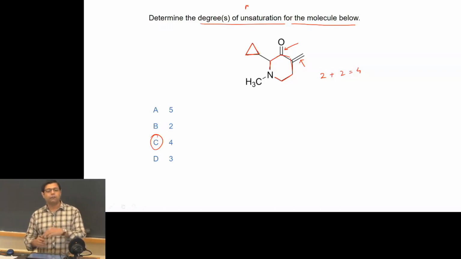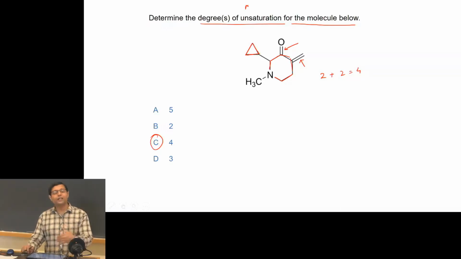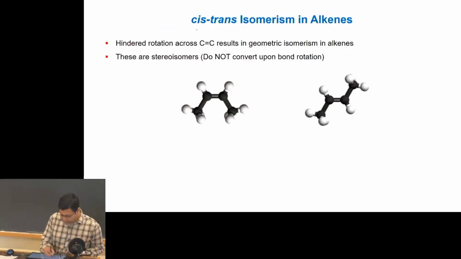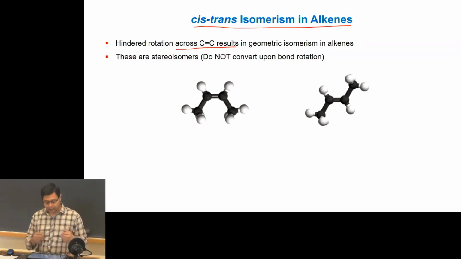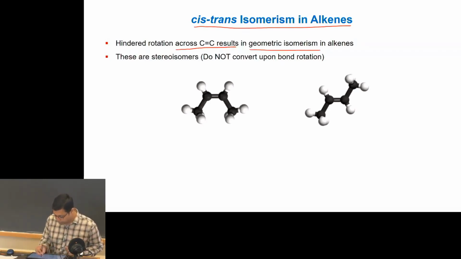In the last lecture, we began chapter 7, that is alkenes. We briefly looked at the structure of alkenes and the degrees of unsaturation. So let's continue with the structure of alkenes. Let's look at what is called cis-trans isomerism. Hindered rotation across C double bond C results in geometric isomerism in alkenes.